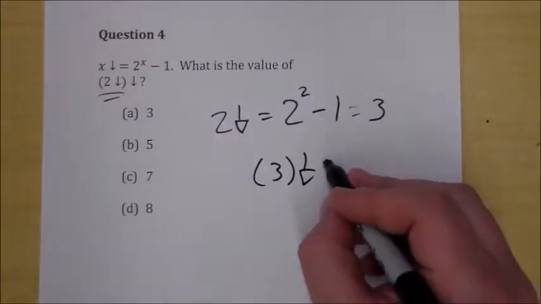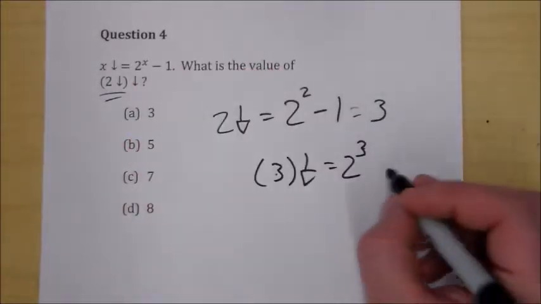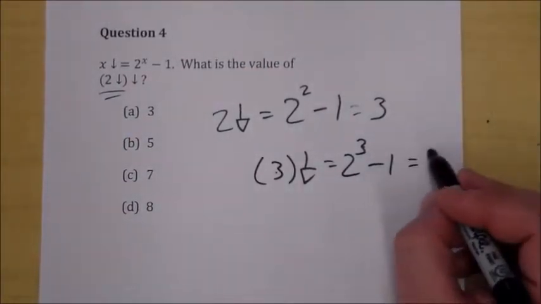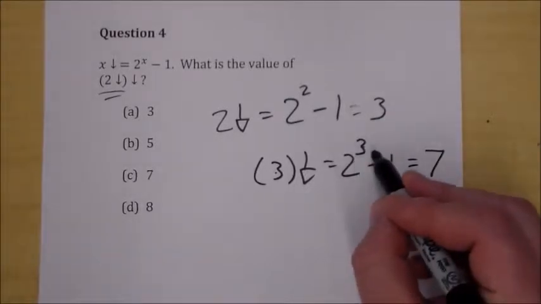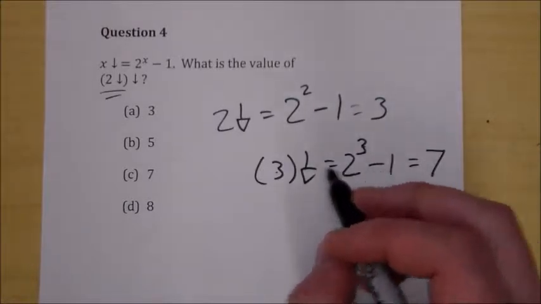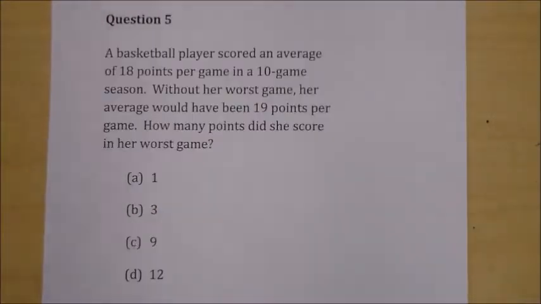Now we have 3 to the down, and that's 2 to the 3, right? Because that 3 goes up there in an exponent, right? Yep, we got that, minus 1. 2 times 2 times 2 is 8, minus 1 is 7. 2 to the third is 8, because that's 2 times 2 times 2. 2 times 2 is 4, times 2 is 8, minus 1 is 7. And we're good. Question 5.